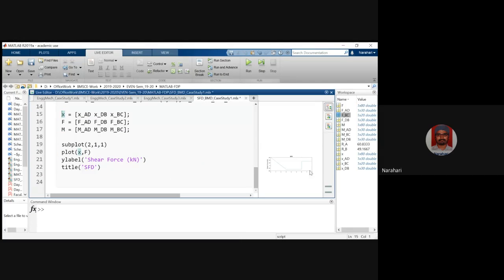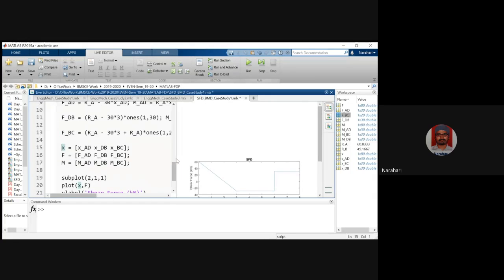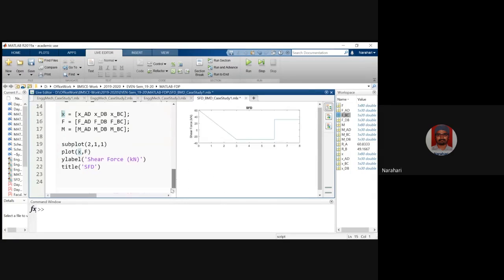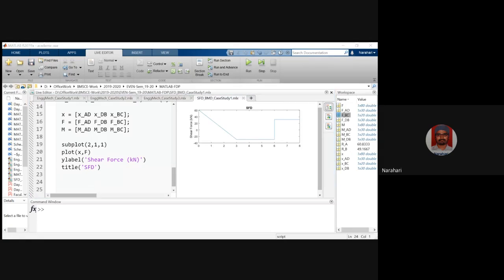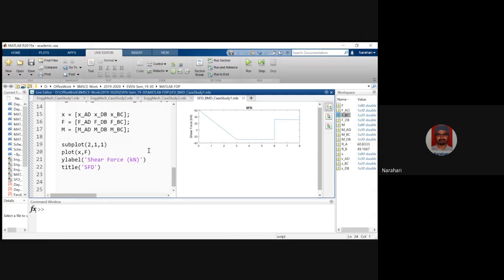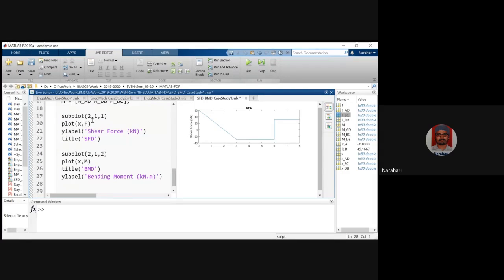So now I will enlarge this particular window. Now what does this subplot do? Any idea? I think you got this the day before yesterday. This is a way of plotting multiple plots in the same window. What I have done is I have plotted SFD. Now I will plot the BMD just below that. Now 2 comma 1 comma 1 tells how many rows and how many columns.